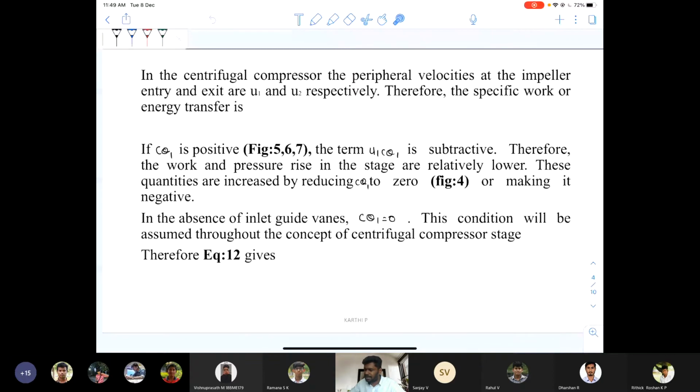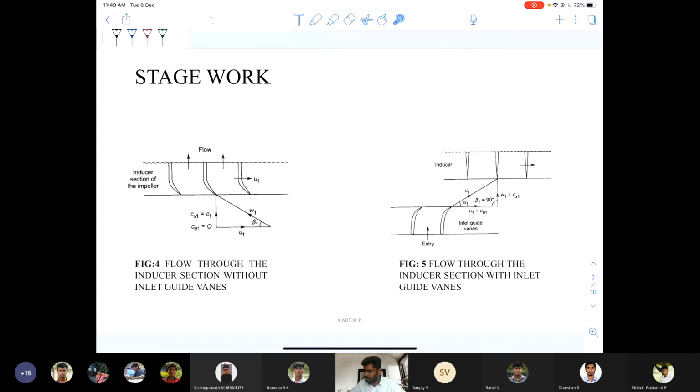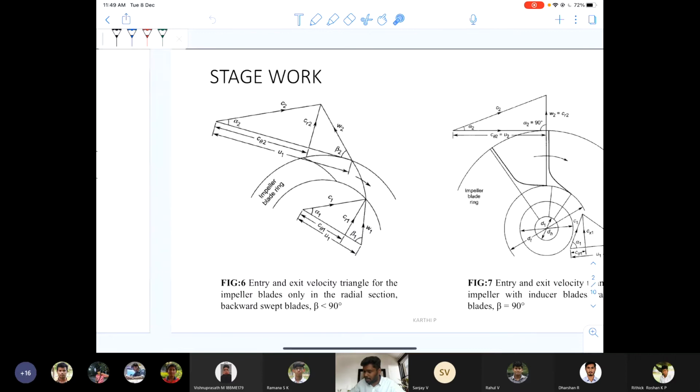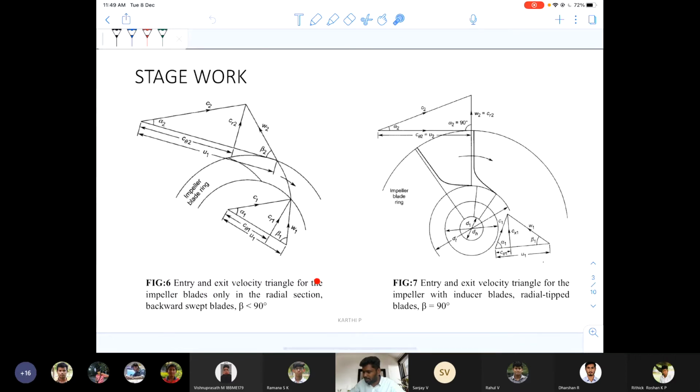These are the velocity triangles which we have seen in the last class. That is the flow through the inducer section without inlet guide vane, with inlet guide vane, and this is the entry and exit velocity for the impeller blade, only in the radial section. Backward swept blade with beta less than 90 degrees, and here beta is equal to 90 degrees. This diagram is being used for the derivation of these equations. Therefore, I have used this diagram.